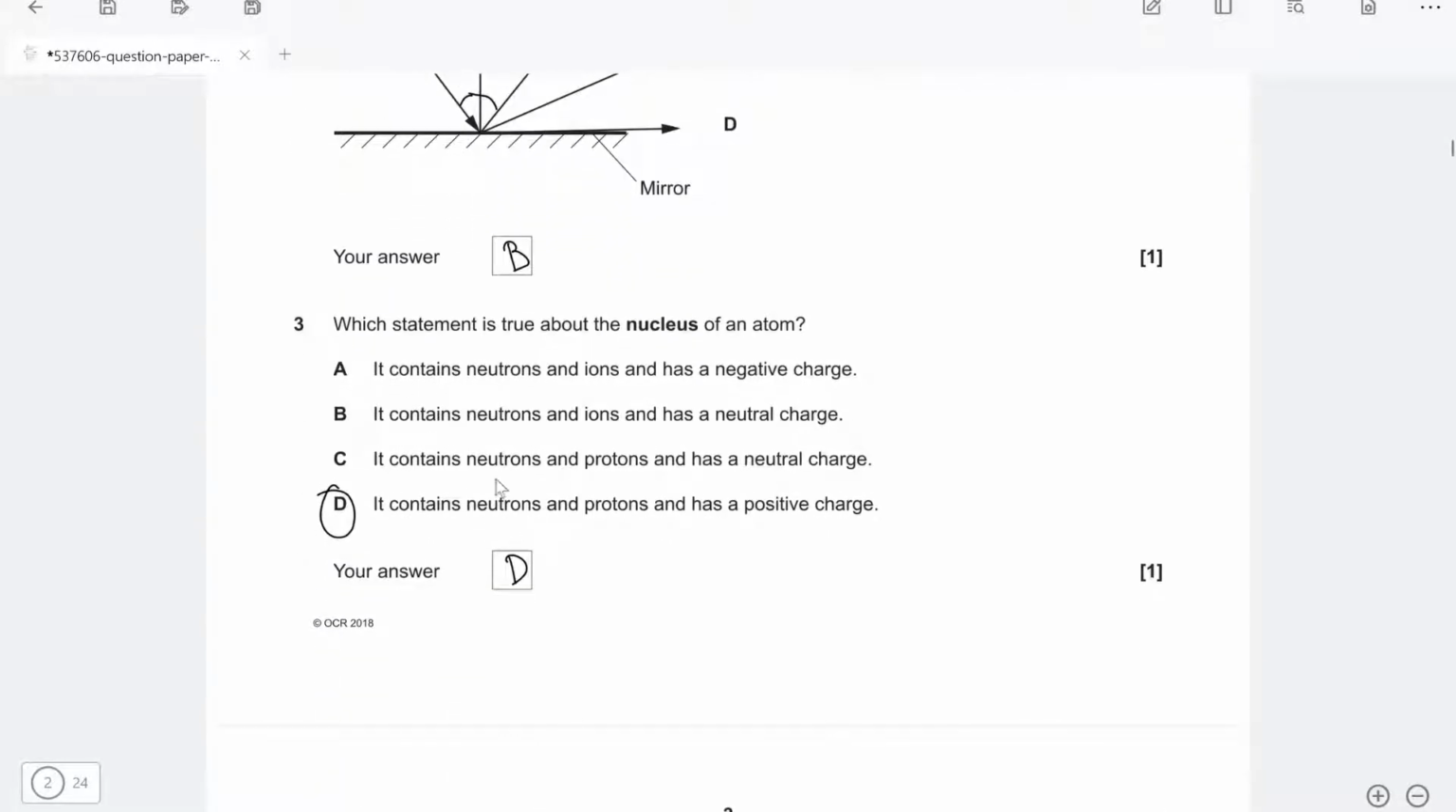Question 3. Which statement is true about the nucleus of an atom? It contains neutrons and ions. Well, nope, an ion is just an atom that has either lost or gained an electron, so definitely does not live in the nucleus. So anything that has an ion we can cross out immediately. C, it contains neutrons and protons and has a neutral charge. Well, if it contains neutrons, this one has a charge of 0, this one here is positive, so overall it will be positive. So this here is not correct. So part D, it contains both neutrons and protons, has a positive charge, is the correct answer.